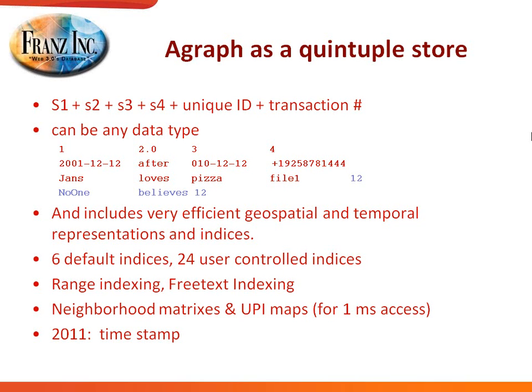These tuples can be sorted on ranges for all kinds of data types, and because every part of a tuple can be a long string that we internally replace by a unique number, we can do free text indexing on the strings. And if you want to do super fast graph search in your tuple space, then we'll give you some special caching techniques, neighborhood matrices, adjacency lists, and UPI maps to make your queries go much faster.